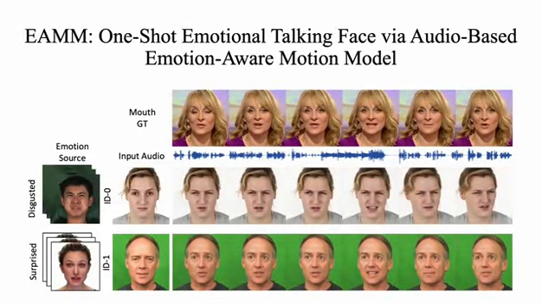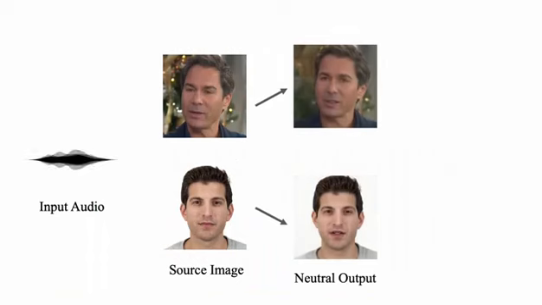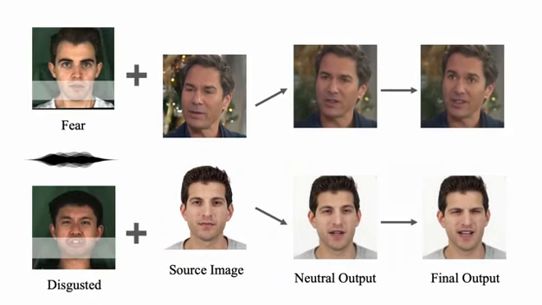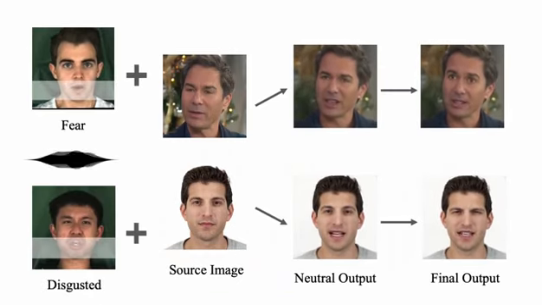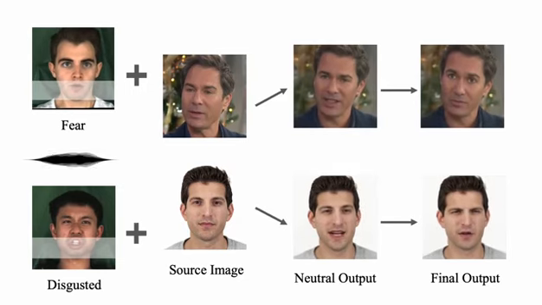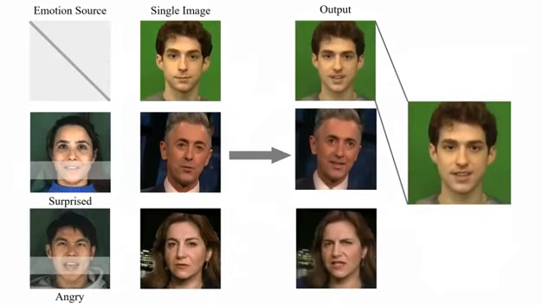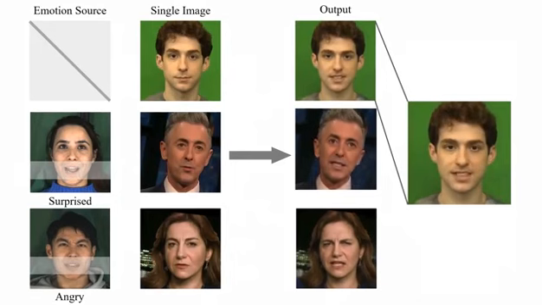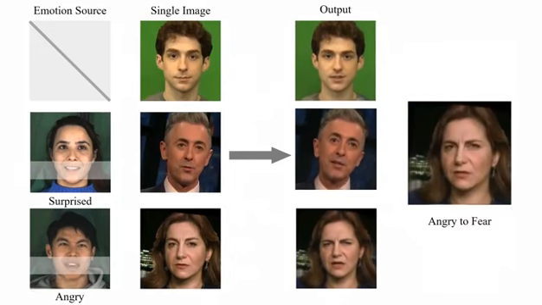We present an emotion-aware motion model to generate audio-driven emotional talking faces from a single image. Our method first renders neutral talking faces with lip motion synchronized with the input audio. Then it manipulates the facial expression by extracting emotion from an external source video. Our method can generate talking faces with different emotions, head poses, and smooth emotion transitions.